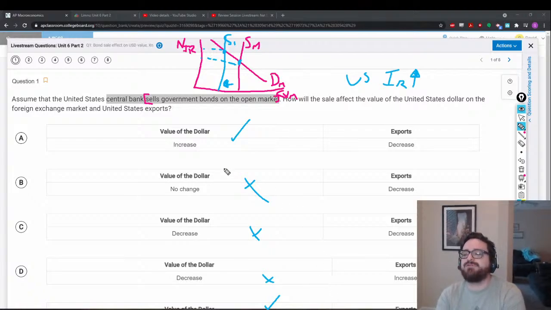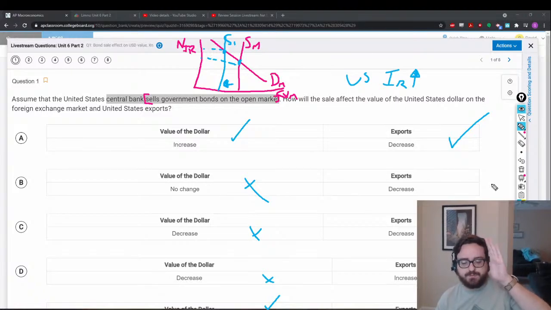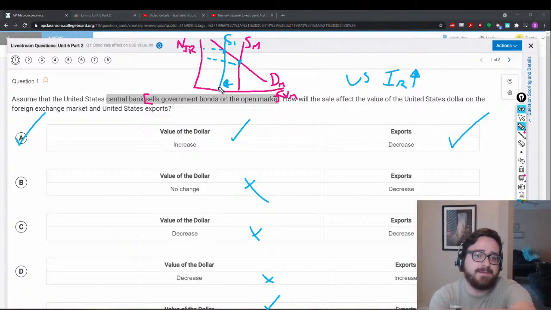And then if the value of the dollar goes up, what happens to our exports? They go down. Because if your currency is worth more, all of your goods are more expensive for foreigners. Remember that exports are your goods sold overseas. So if I think, okay, my currency is worth more, all of my goods are now worth more, which means they're more expensive overseas, which means they would go down. If they're more expensive, foreigners won't buy them as much. So the answer is A. But that's a lot of work to solve that problem. It's a lot of things you've got to be able to do.